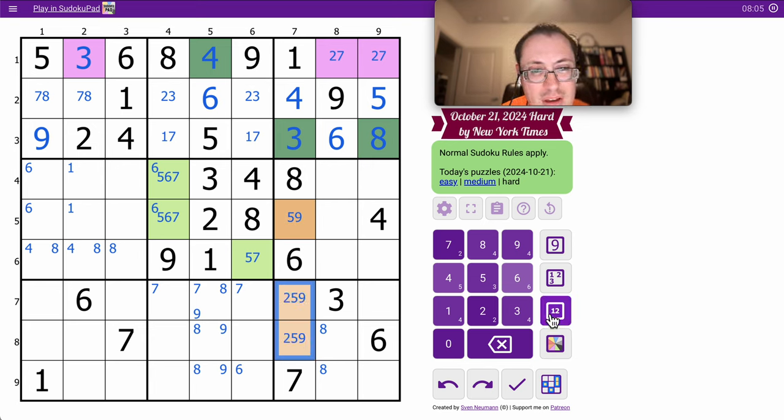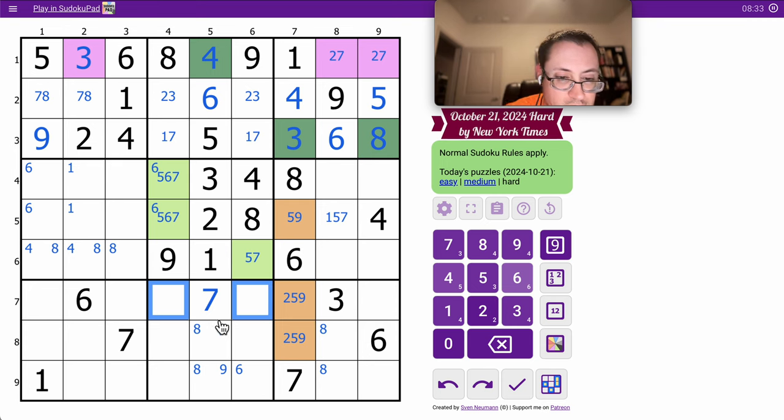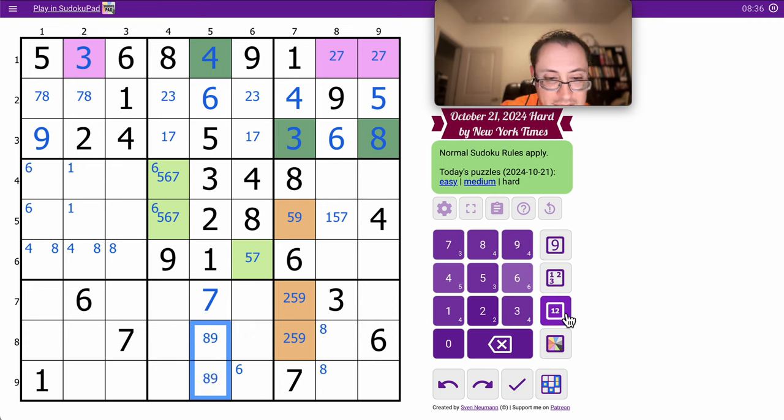Those can be any of them. See, this cell sees all the even digits and 3 and 9. Okay, this is strictly 7, 8, 9. 7 can only go here in the column. These are in a hidden 8, 9 pair.